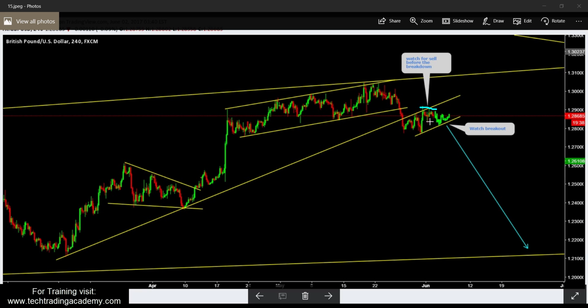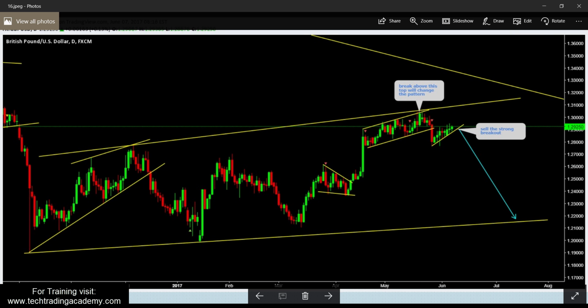Here was the triangle. If you fellows remember, last week I showed you this triangle and asked you to pay attention at this area. It can further push to the upside. All right, so this is the daily, which was the daily trend continuation pattern.